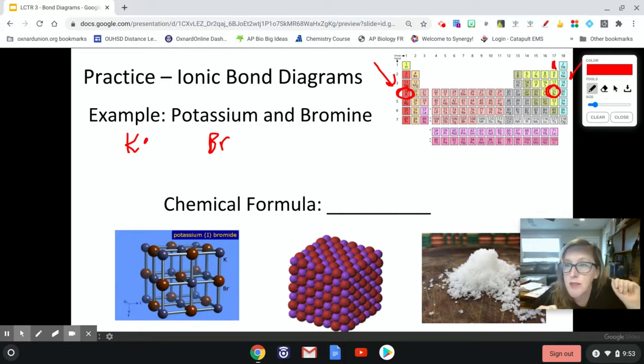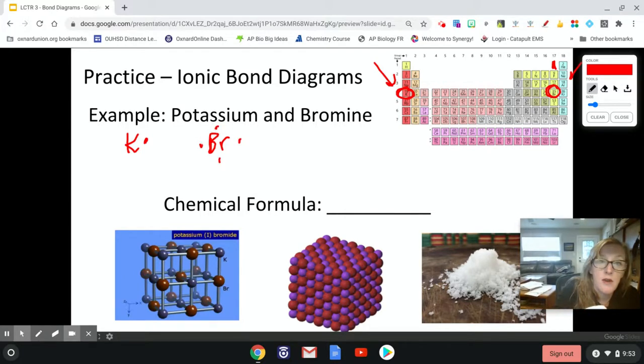Then bromine, since it's in the 7th representative column. On this periodic table, it says 17. We have to remember it's the 7th representative column. So 7 valence electrons. 1, 2, 3, 4, 5, 6, 7.